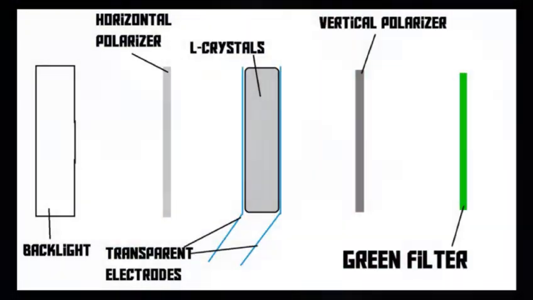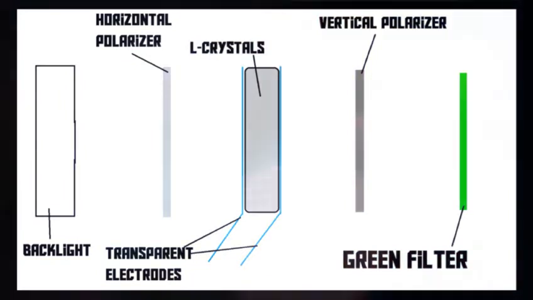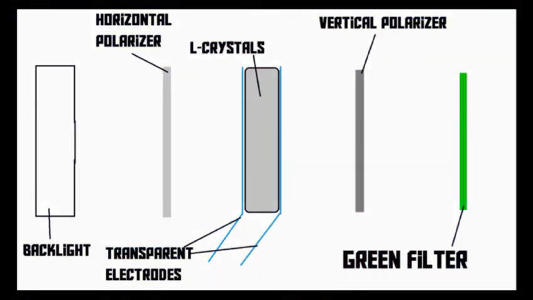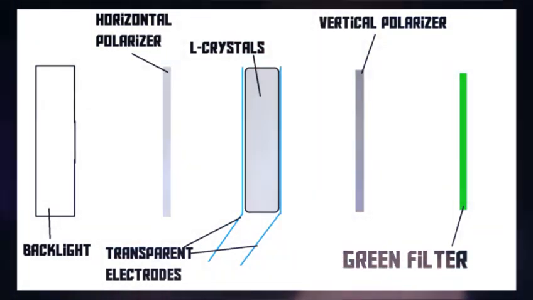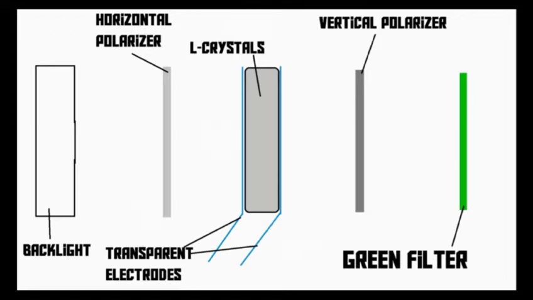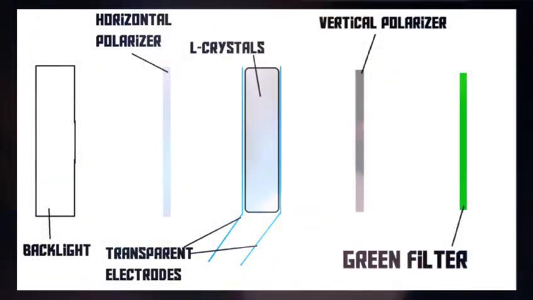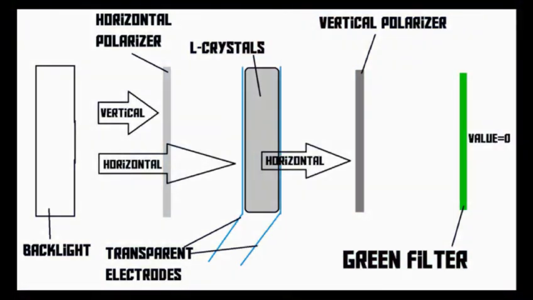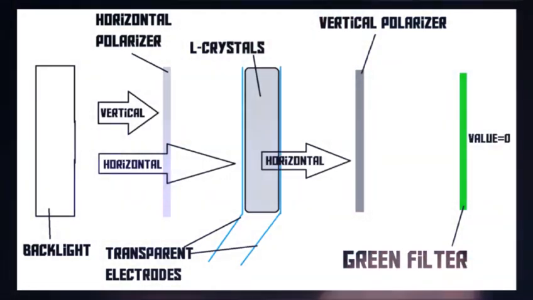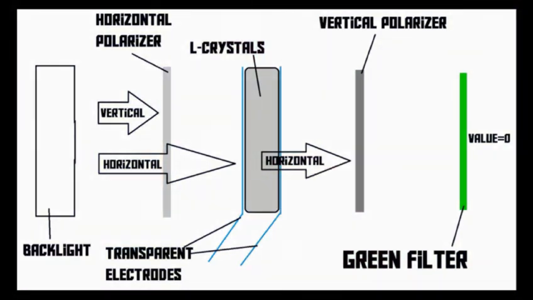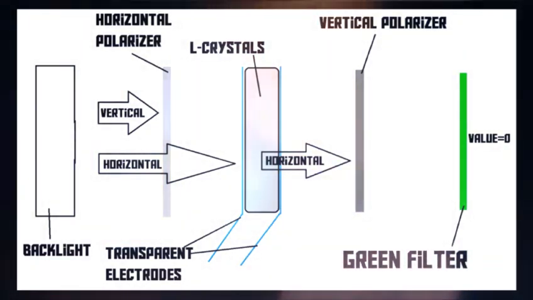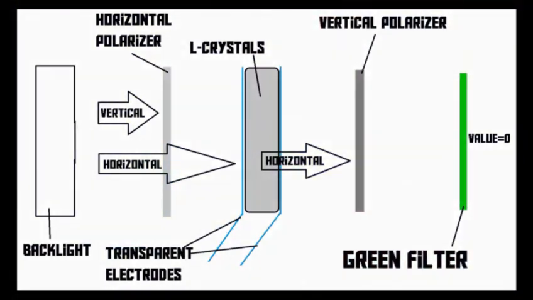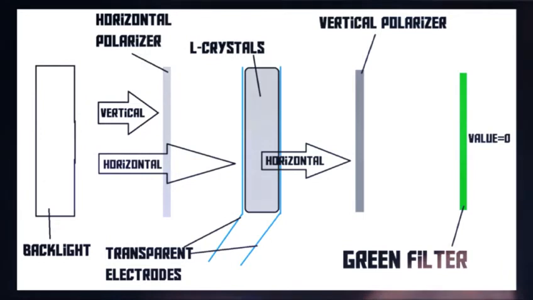So let's check the LCD screen. This figure shows the mechanism behind a subpixel of a screen. We can see the green subpixel in the picture, and the light source, horizontal polarizer, liquid crystal panel, and vertical polarizer. When the light beam passes through the horizontal polarizer, it only lets horizontal waves go through. So vertical waves have to stop there, and the horizontal wave goes through the liquid crystal panel.